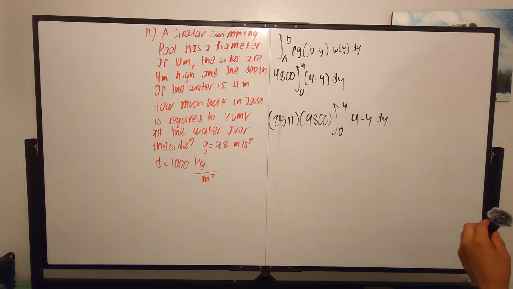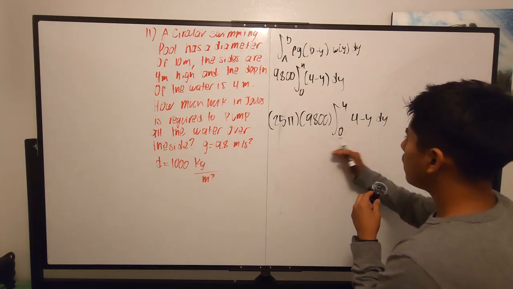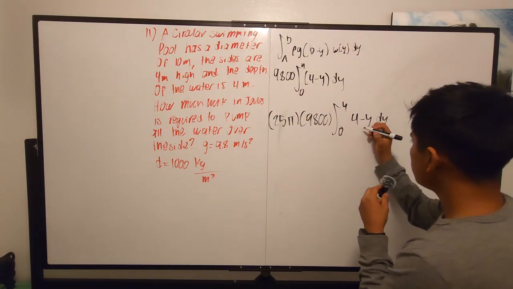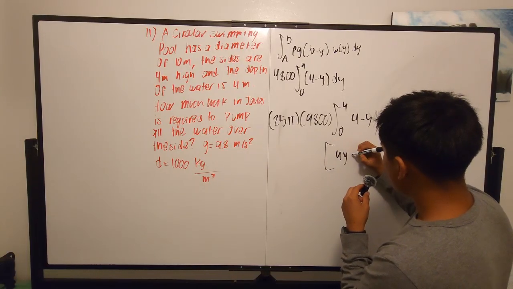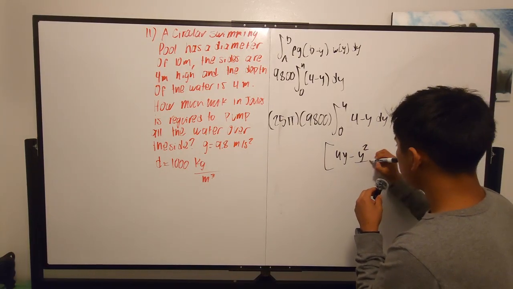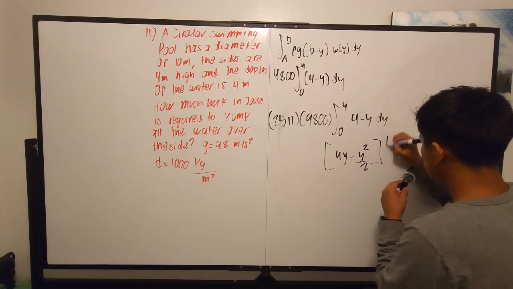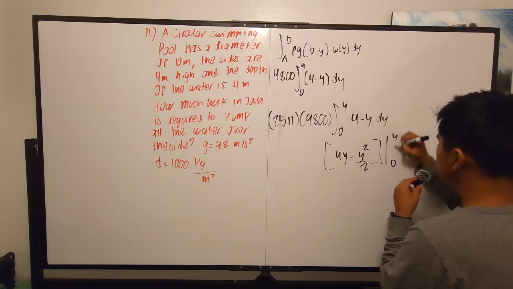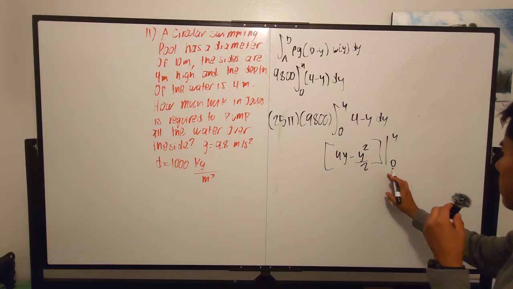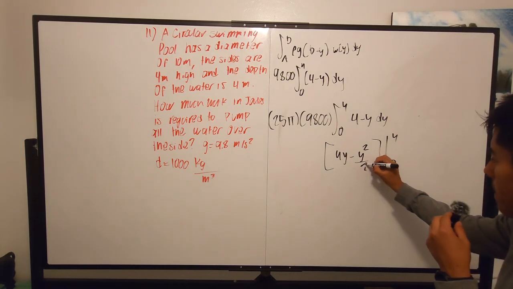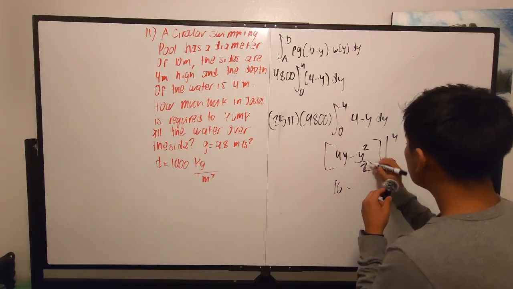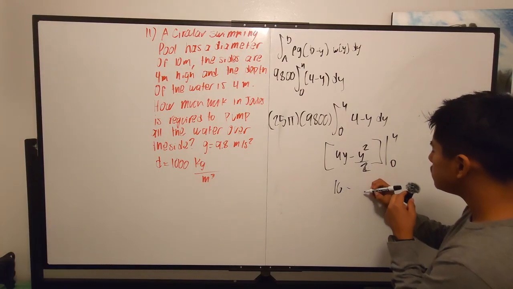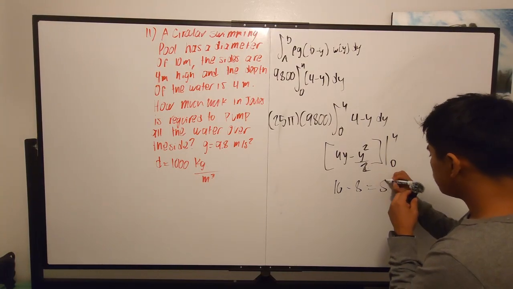And here we're just going to do the reverse power rule. So right here we're going to have 4y minus y squared over 2, evaluating from 0 to 4. If we plug in a 0 here, we'll get zeros. So we'll just plug in the 4. That's going to be 4 times 4 is 16, minus 4 squared is 16, divided by 2 is 8. So that equals 8.